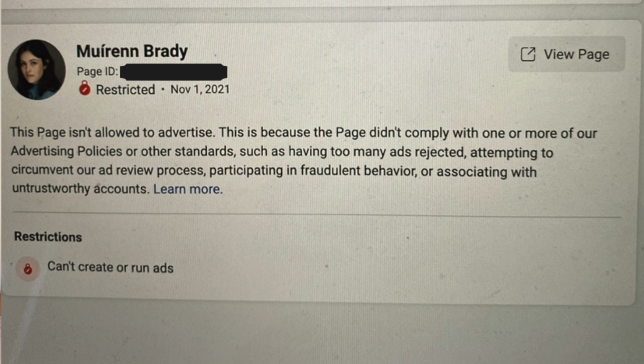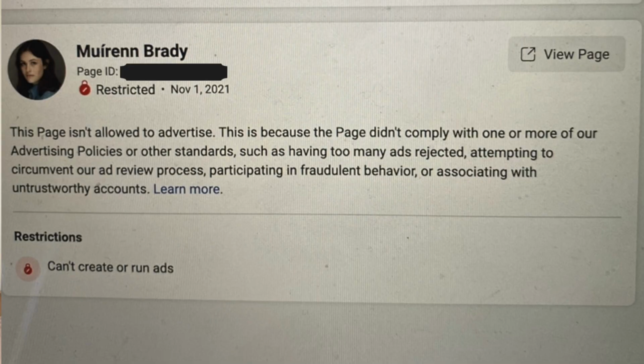This page isn't allowed to advertise. This is because the page didn't comply with one or more of our advertising policies or other standards, such as having too many ads rejected, attempting to circumvent our ad review process, participating in fraudulent behaviour, or associating with untrustworthy accounts.